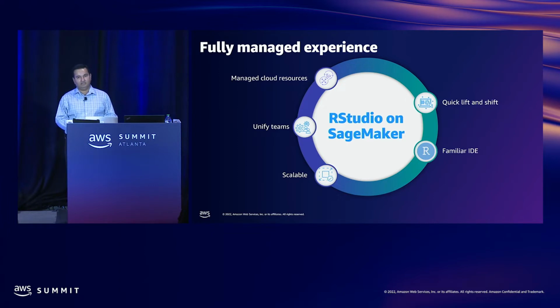Okay, so that's how it unifies teams. People working in R and Python can work together. If you like to work in R and your peer wants to work in Python, they can develop code and collaborate in this fashion as well.